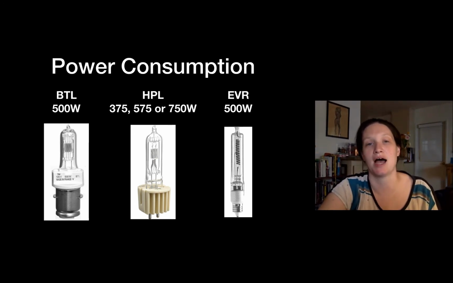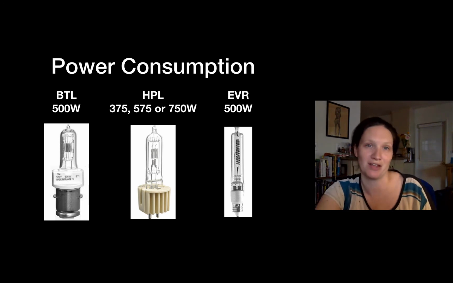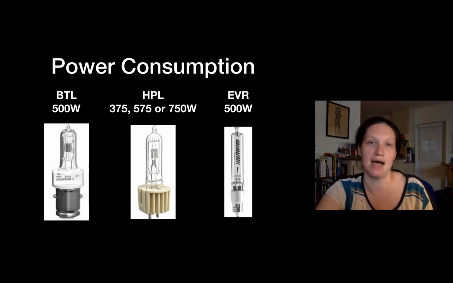So these 3 lamps have the 3 kinds of bases that we talked about, right? So there's a bipin base for the HPL, there's a screw base on the EVR, and the BTL is a medium prefocus base for Fresnel.